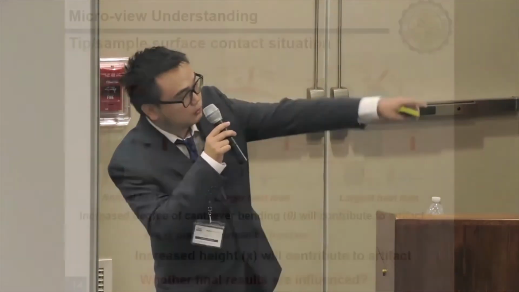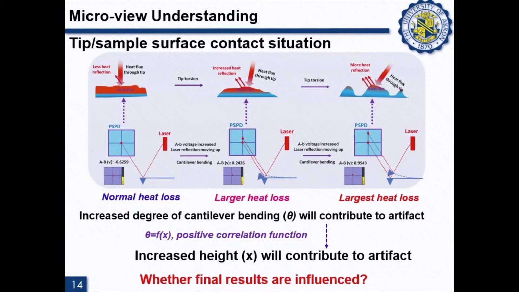And here is the microscale understanding. This scheme shows the tip and sample surface contact situation. At the very beginning, if you have a flat surface, when the tip makes contact with the surface, there will be less heat reflection because it is a vertical contact. And if the tip meets some particle, or we call it an obstacle, the cantilever will bend and the tip will have a torsion, and there will be some angle between the tip and the sample surface. So there will be increased heat reflection. And with the further increase of the height, the cantilever will have an increased bending degree, and there will be increased heat reflection.